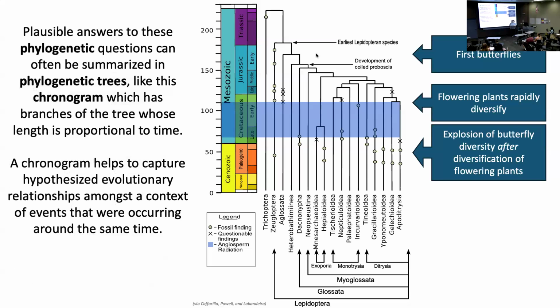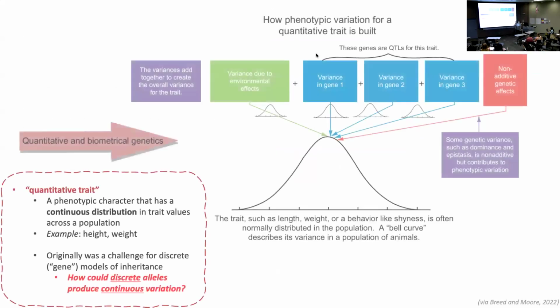That's very similar to what we were talking about here with the chronogram. And then quantitative traits. In behavior, it's very rare that we have candidate genes where we can say that is the gene for this behavior, because behavior is really complex.